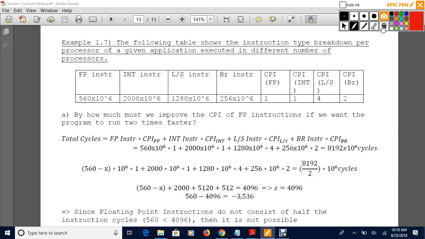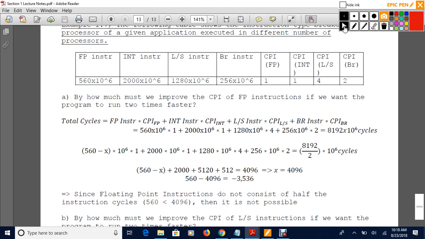So then you go to this equation. What's my whole number of cycles, right? I've broken this down into more complexity than I would require in an exam because I want you to see all the detail here. So floating point instructions have CPI, plus integer instructions have CPI, and likewise for all of them. You multiply them all out, and you get 8,192 cycles. Okay? I did a little proof here, and I'll go over the proof in a second, but here's the key detail. Notice how the total number of cycles for floating point is 560 times 1.